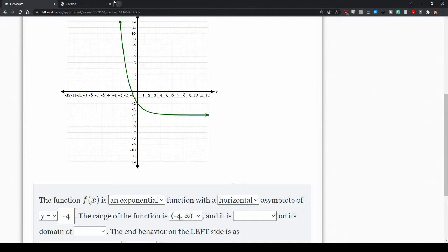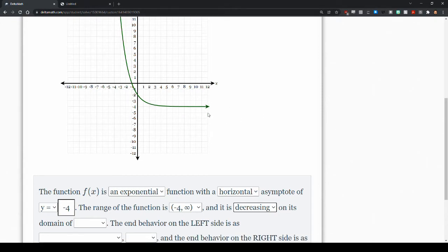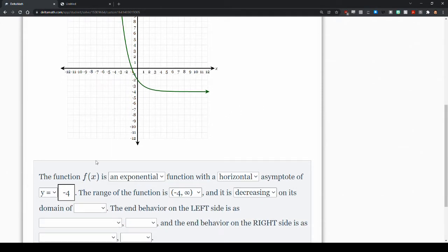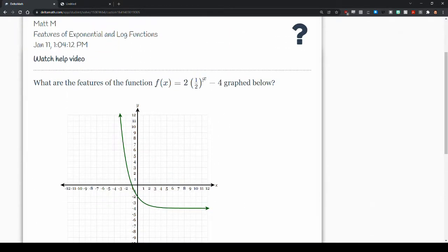As I move left to right, what is this function doing? Is it going up or is it going down? It's going down. It's decreasing, right? The ball is rolling down the ramp. Domain, always all real numbers for exponentials. I can plug whatever I want into this function. I can raise 1/2 to whatever power I want.